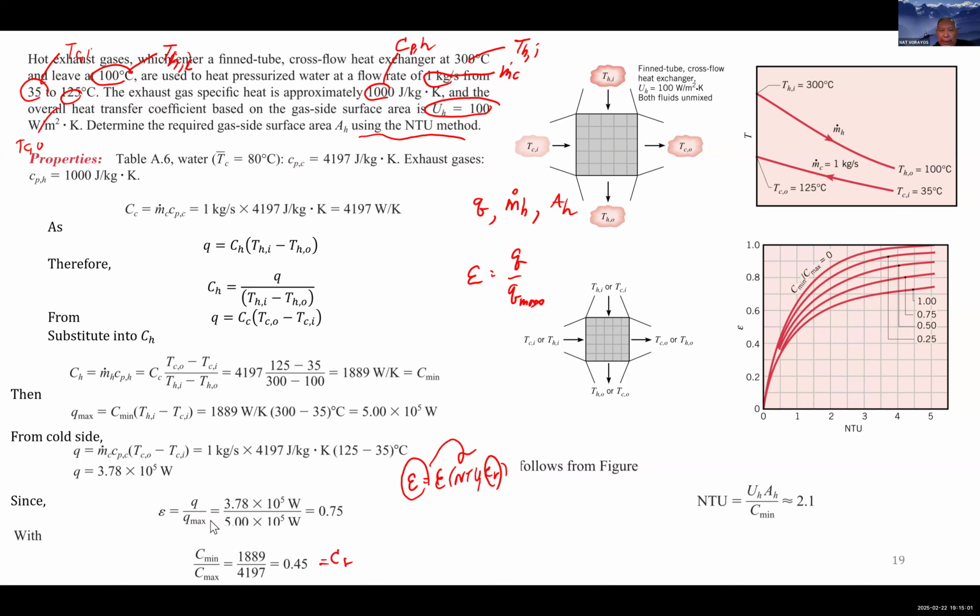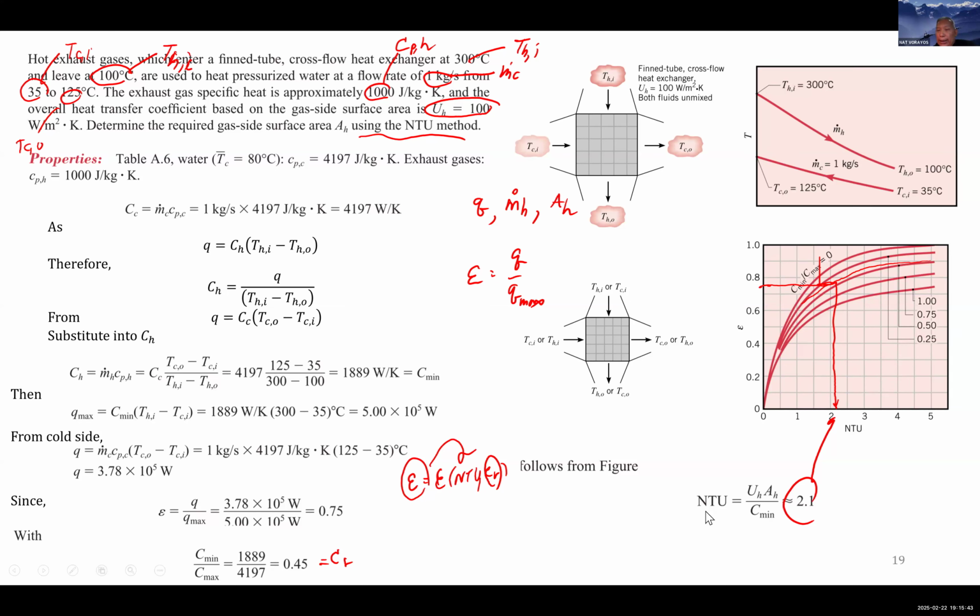and read the plot, meaning that I know the epsilon is 0.75. So it's right here, 75. CR is approximately 0.45. This is 0.5, so it's right here. And you leave it there. What you're going to have is something like this. So approximately 2.1. Okay, you read it back.